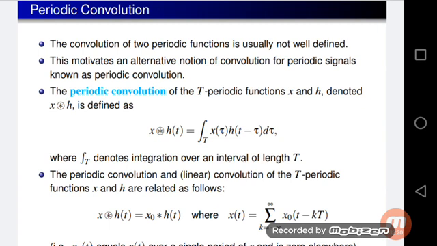Next is the periodic convolution of the T-periodic functions x and h, denoted x star h, defined as x star h of t equal to the integration over T of x of tau h of t minus tau d tau, where the integration over T denotes integration over an interval of length T. The periodic convolution relates to the linear convolution of T-periodic functions x and y. The related formulas are shown below.